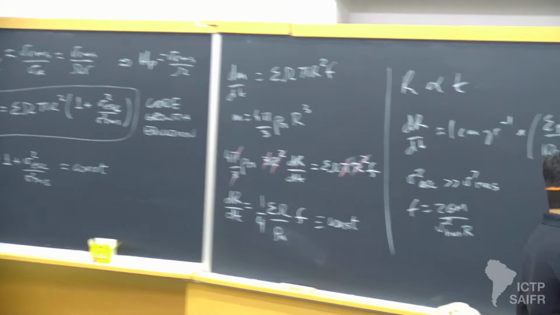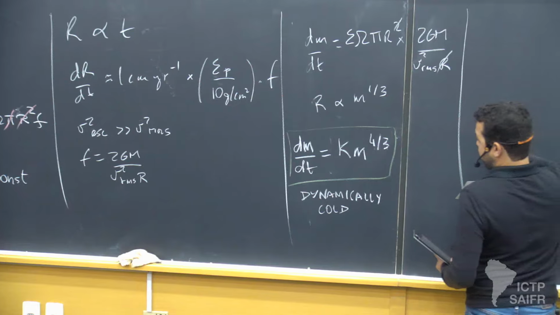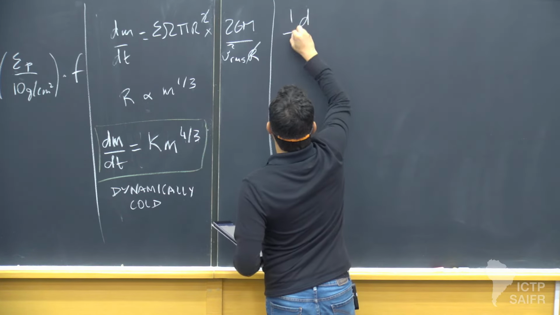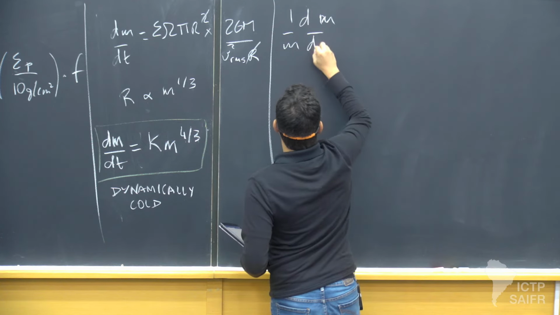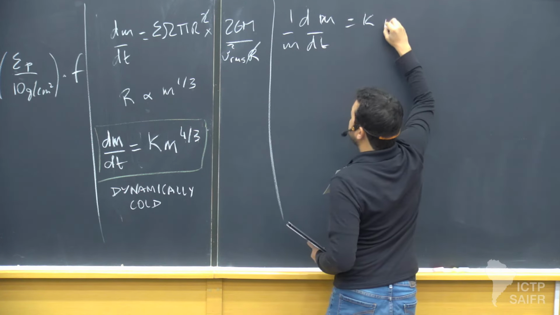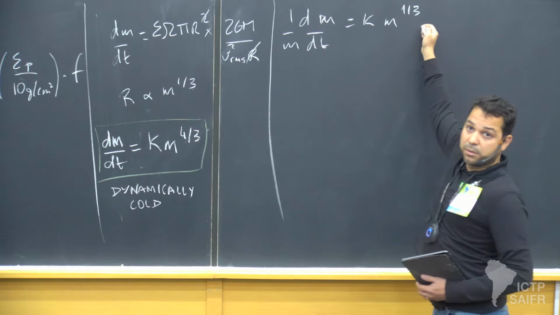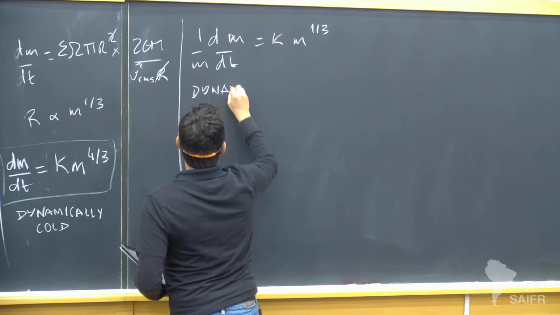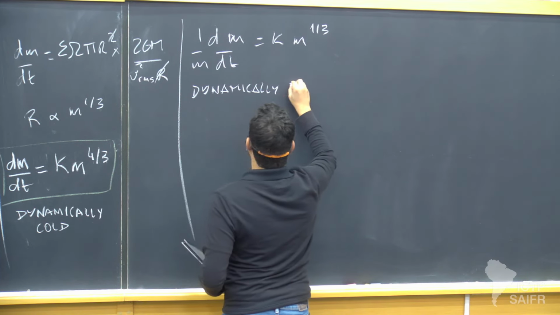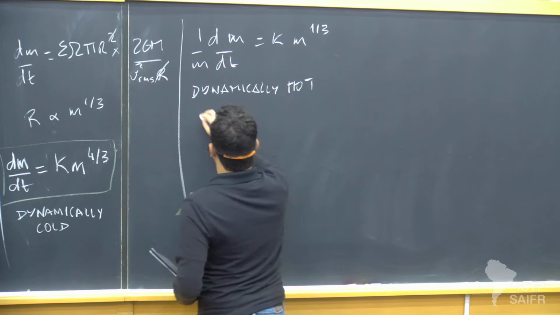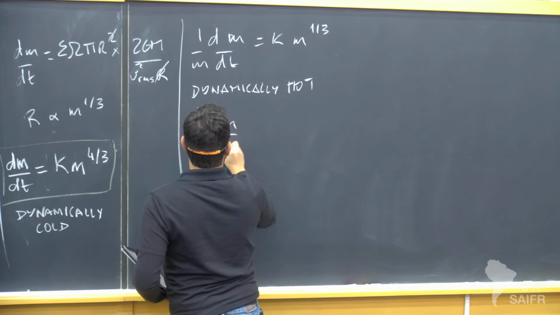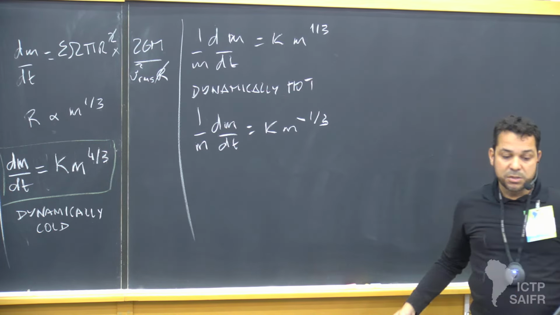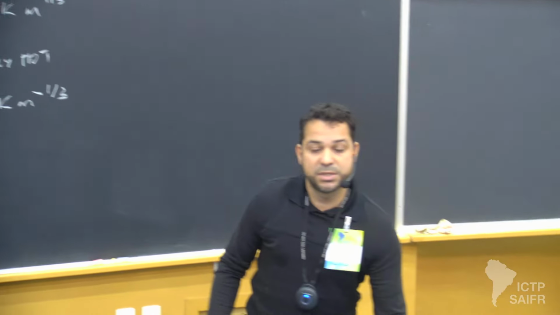What you have then in this case, so let's divide both sides by the mass, is that 1 over m dm dt for the dynamically cold is k m to the power of 1/3, right? So the biggest body grows the fastest. That's for the cold one. But for the dynamically hot, if you play the same game and find what the equation is, you're going to find dm dt being k m to the power minus 1/3. So in this case, the biggest object grows the slowest.